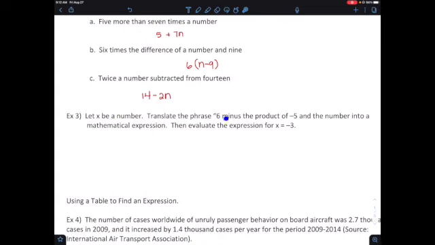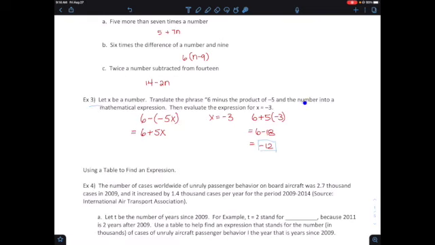On example number 3, let x be a number. Translate the phrase 6 minus the product of negative 5 and the number into a mathematical expression just like the things above. Then evaluate, which means plug it into the expression, for x equals negative 3. So pause the video and try this yourself. If you read backwards, the product of negative 5 and a number.